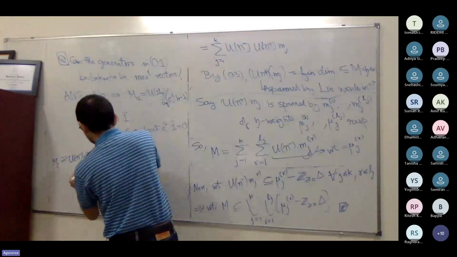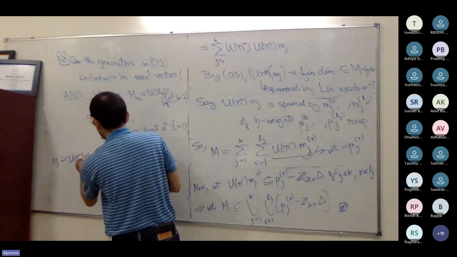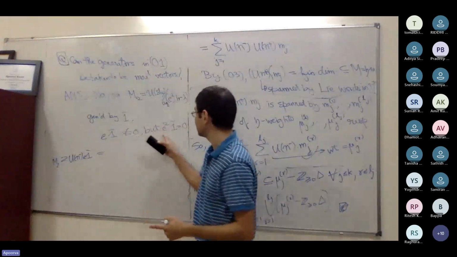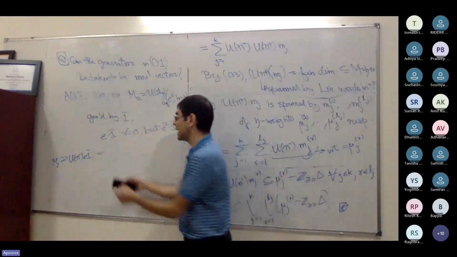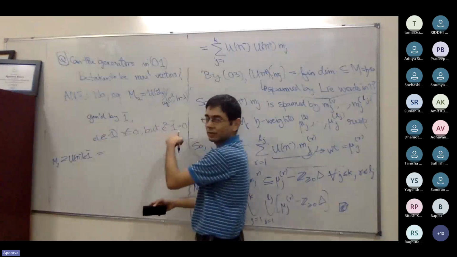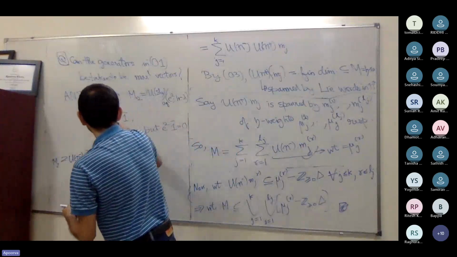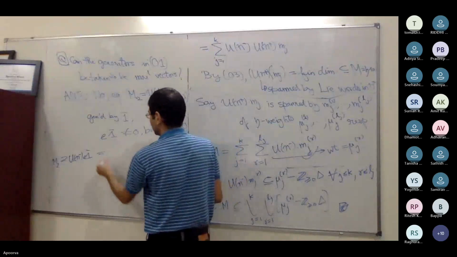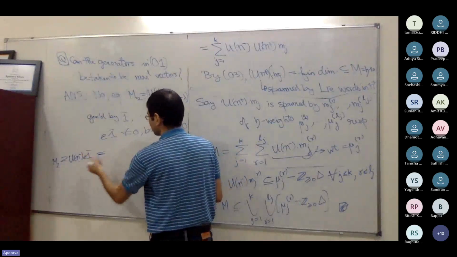Sorry, E power 1. Right? And now E times 1 is a maximal vector, because E squared times E times 1 is E squared times 1, which is 0. So E times 1 is a maximal vector. What is the weight of this vector? It's lambda plus 2, or lambda plus alpha.